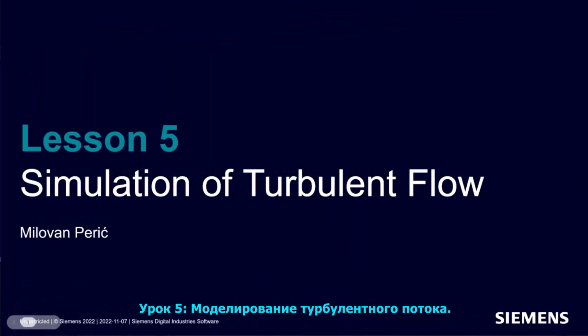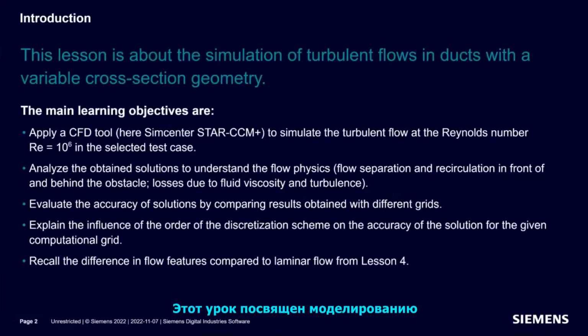Lesson 5. Simulation of turbulent flow. This lesson is about the simulation of turbulent flows in ducts with a variable cross-section geometry. The main objectives of this lesson are: apply a CFD tool, here Simcenter STAR-CCM+, to simulate the turbulent flow at the Reynolds number of 1 million in the selected test case.